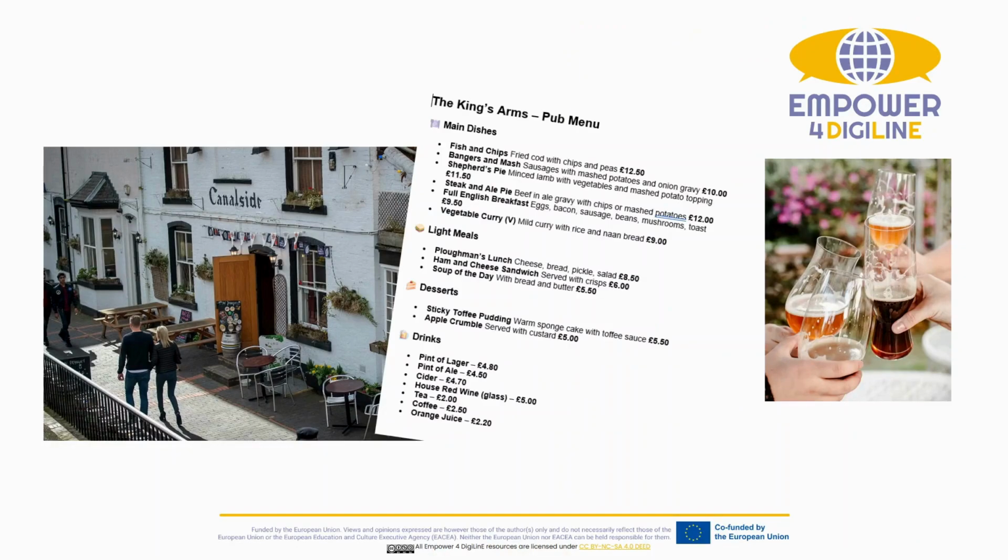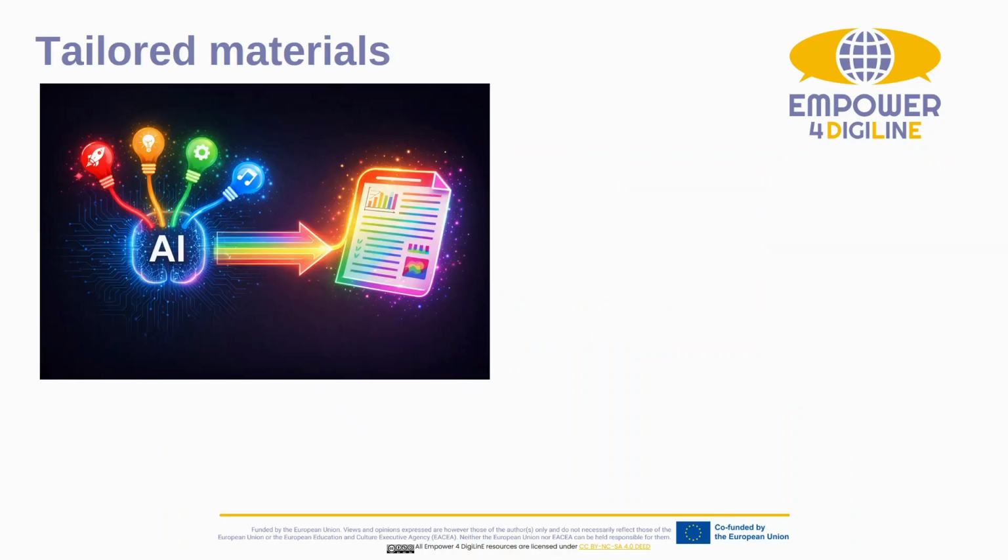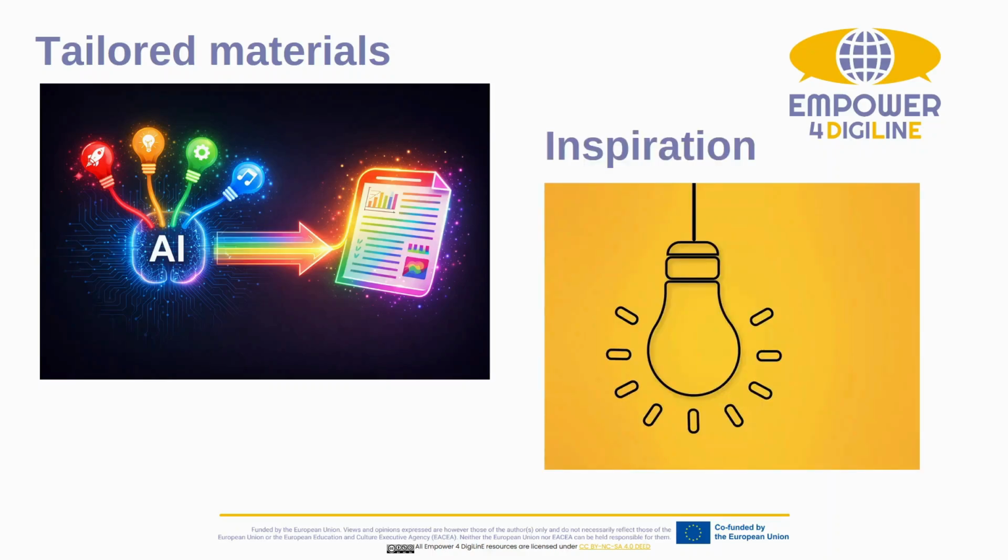We saw in the second unit of this module how we can use AI to create lesson materials really quickly and easily. Remember the pub menu and the ordering food worksheet? AI is really good for producing material tailored to exactly the activity you have in mind. And if you don't have anything in mind, then remember AI is also good for making suggestions of things that you might like to do.